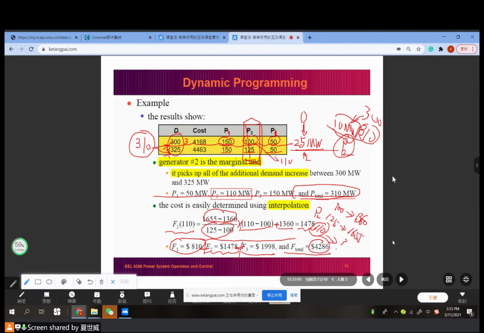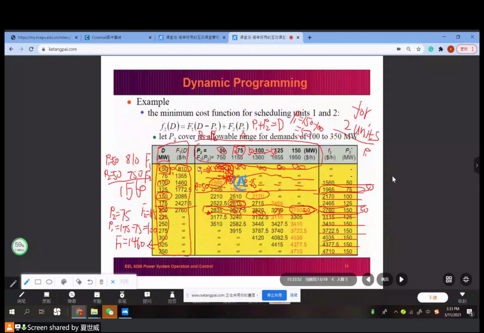Okay, so we have used economic dispatch to solve this problem. Let's repeat how to solve this problem. First, we calculate the economic support for a certain load by 2 generators. We supported it by P1 and P2. We got a table. Based on this table, we have the best solution for different load levels. For example, for 100, we have this best solution. For 225, we have this best solution.